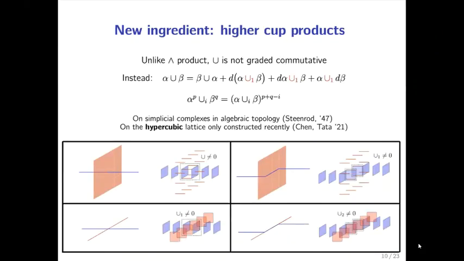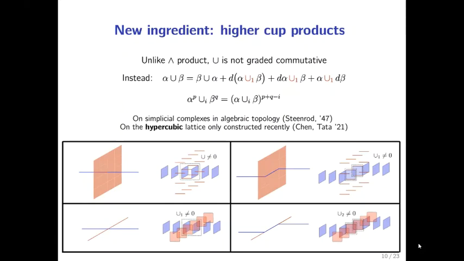Okay. So it turns out that this cup product alone is not enough. We need something further called the higher cup product. Unlike the wedge product in the continuum, the cup product is not graded commutative. Up to signs, alpha cup beta is equal to beta cup alpha plus some additional terms which involve this cup one product. And similarly, alpha cup one beta is equal to beta cup one alpha up to terms involving some cup two product, and so on.